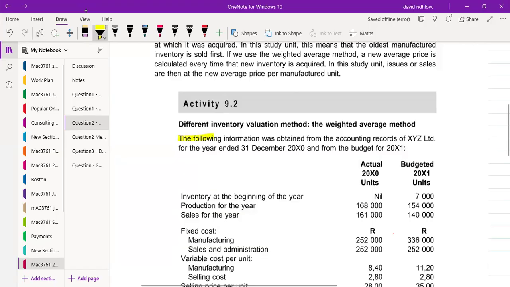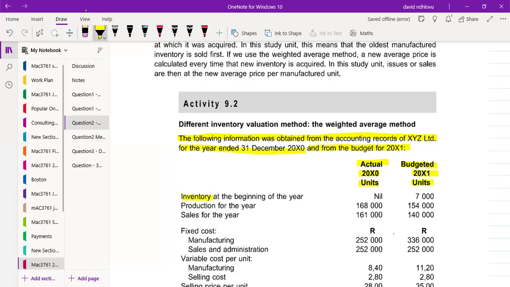It says the following information was obtained from the accounting records of XYZ Limited for the year ended 31 December 20X0 and from the budget for 20X1. So we have just finished the financial year ended 20X0, and we have also compiled at the end of the year the budget for the next year, which is 20X1. So we are given information on units.